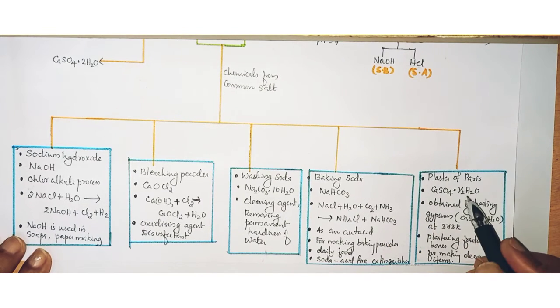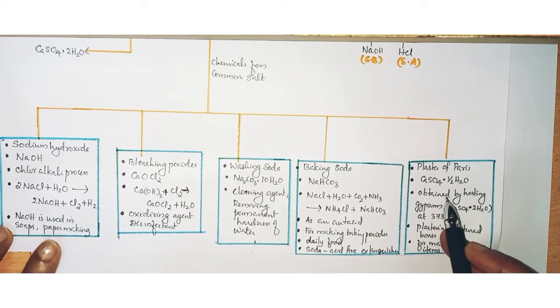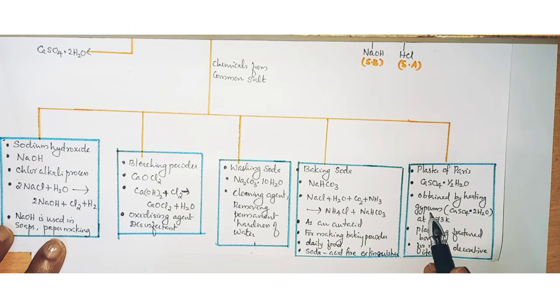Then another important chemical is plaster of Paris. Plaster of Paris is calcium sulfate hemihydrate. It is CaSO4.1/2H2O. It is obtained by heating gypsum at 373 Kelvin. The temperature is important. Calcium sulfate dihydrate is gypsum, CaSO4.2H2O. So it is used for plastering fractured bones and for making decorative items. So these are the uses.